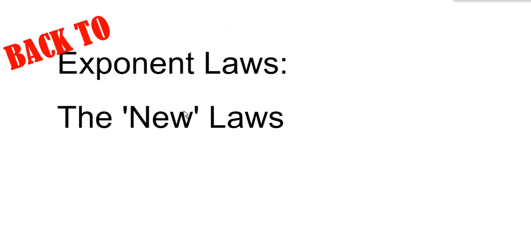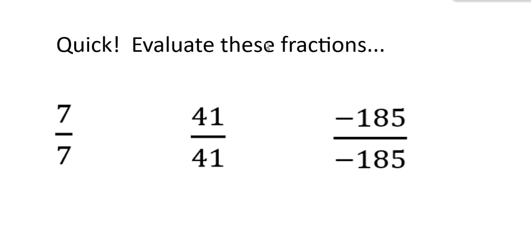So let's talk about the new exponent laws that you may have learned this year for the first time. Keeping in mind that all the exponent laws we've looked at for the first bit of this video are stuff that you learned earlier, in an earlier grade. So evaluate these fractions. 7 divided by 7 is 1. I don't need a calculator for that. 41 divided by 41 is 1. I don't need a calculator. Negative 185 over negative 185, that's 1.